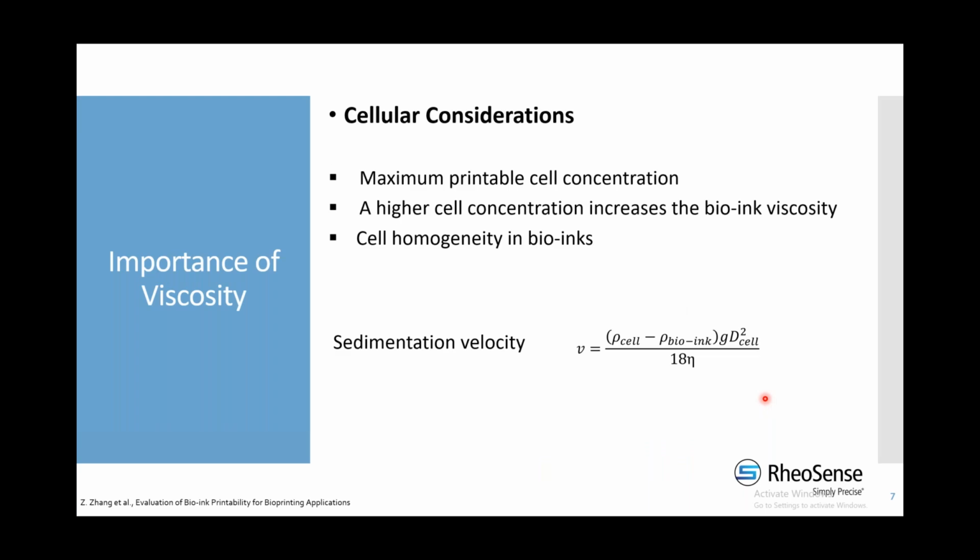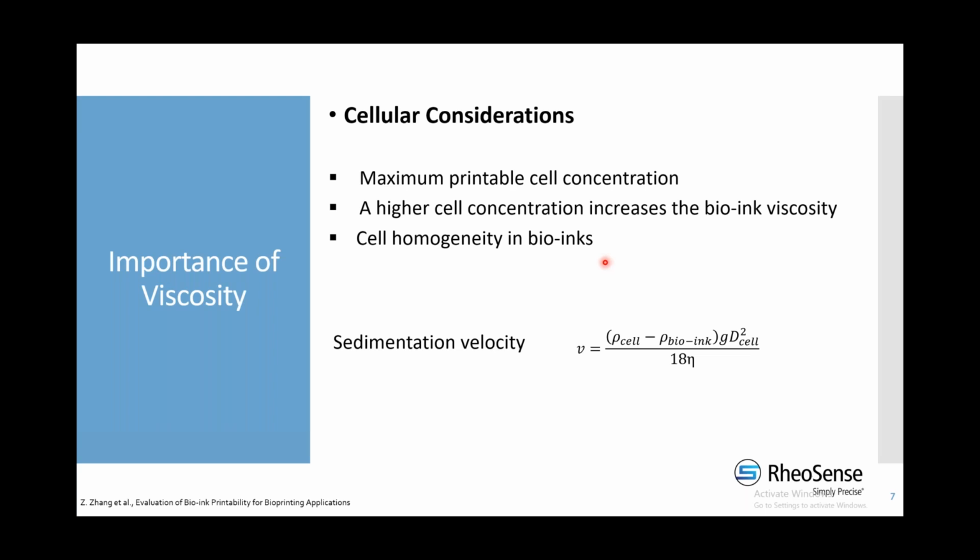As you know, in bioinks, cells are usually encapsulated or embedded within a hydrogel. So any changes in the cell concentration affect the properties of the bioink. For example, it's clear that higher cell concentration increases the bioink viscosity. So there's always an optimal cell concentration, depending on the size of the nozzle and the viscosity of the hydrogel, that must be taken into consideration to prevent clogging issues in the nozzle.